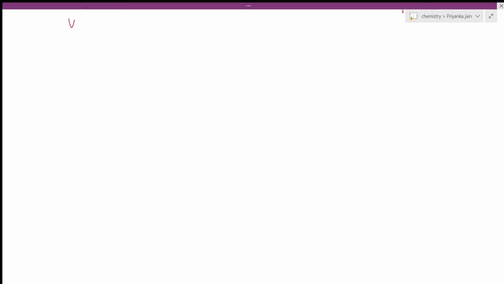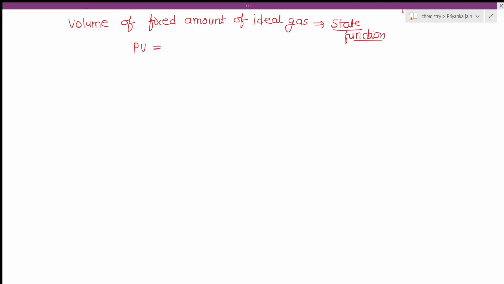Suppose we are seeing the volume. A second example may be volume. Volume of a fixed amount of ideal gas is a state function. It means its value depends only upon the states, does not depend upon the path. We can use the ideal gas equation for it. PV is equal to nRT, or we can write V is equal to nRT upon P, right?